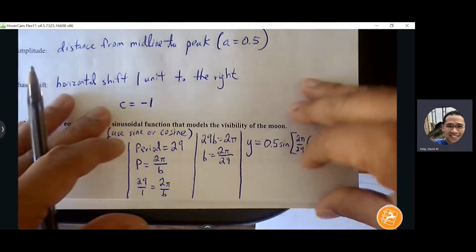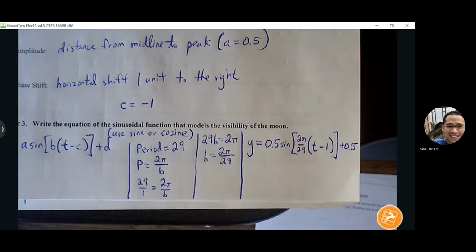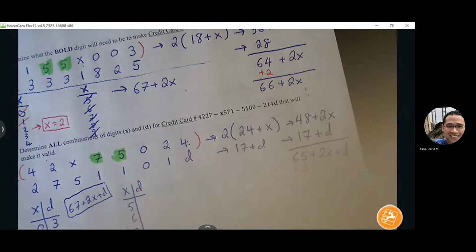All right, next page. Any questions so far? All right, page 30, number 2.